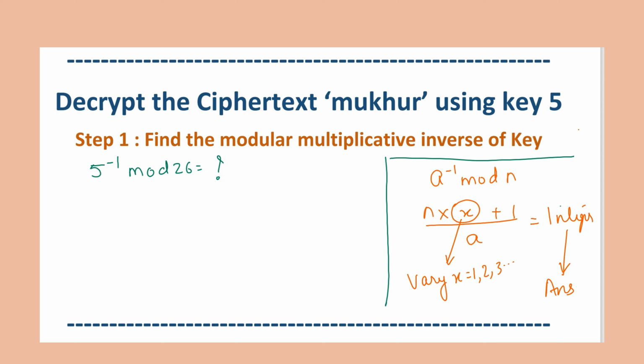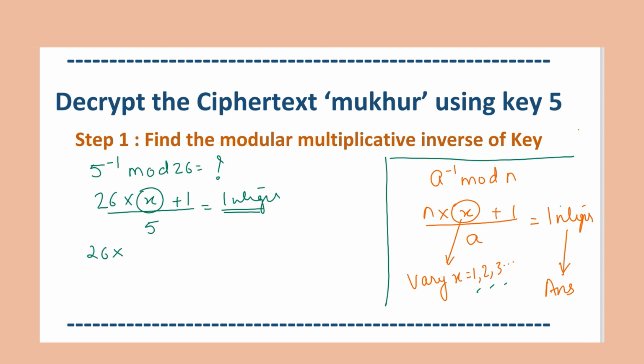We are asked 5 inverse mod 26. So what is our n? N is 26 into some number x plus 1 divided by what is a? 5. So we have to do this division by varying the value of x as 1, 2, 3 and so on till we get an integer as a final answer. So let us do that and see.